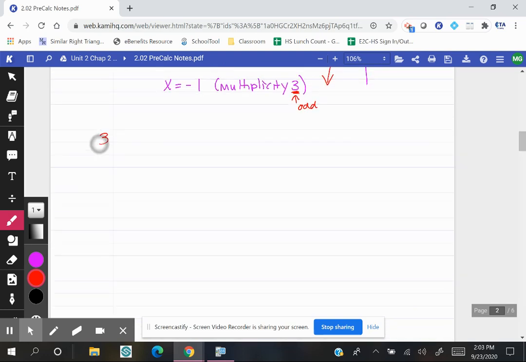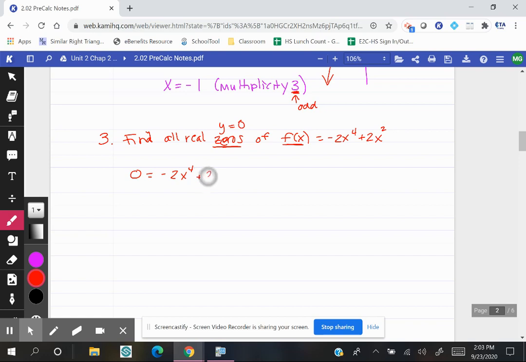Let's do another one. Find all real zeros of f of x equals -2x to the fourth plus 2x squared. Again, when we're looking for zeros, we're looking for where y is equal to 0. So I'm going to put 0 in for my f of x. And then looking to simplify this.